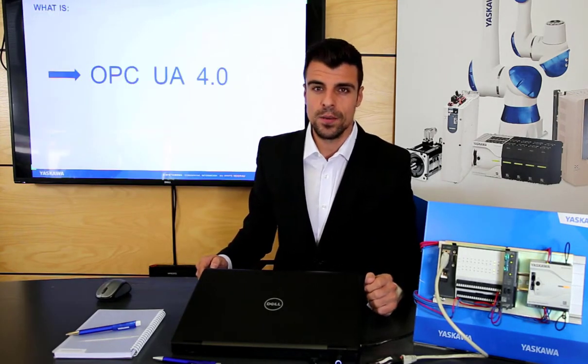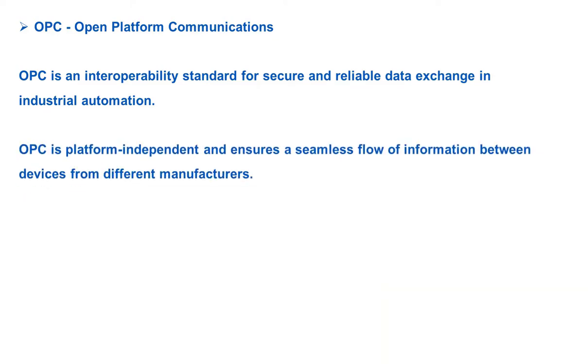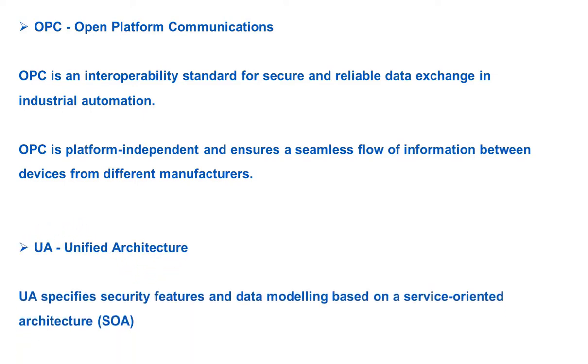What is OPC UA? OPC means Open Platform Communication. OPC is an interoperability standard for secure and reliable data exchange in industrial automation. OPC is platform independent and ensures a seamless flow of information between devices from different manufacturers. UA means Unified Architecture. UA specifies security features and data modeling based on a service-oriented architecture.